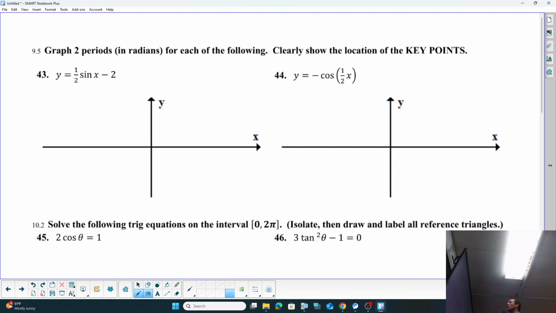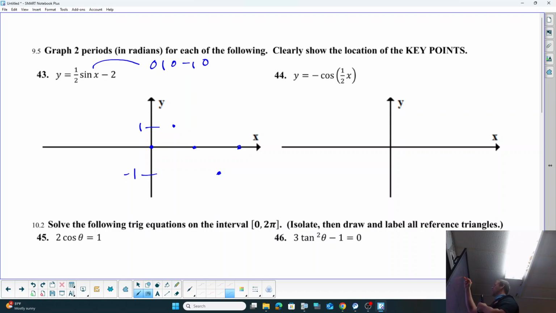You got this. Do you remember how to graph these? Do you remember what they even look like? So sine, remember? Sine goes 0, 1, 0, negative 1, back to 0. So that's sine.